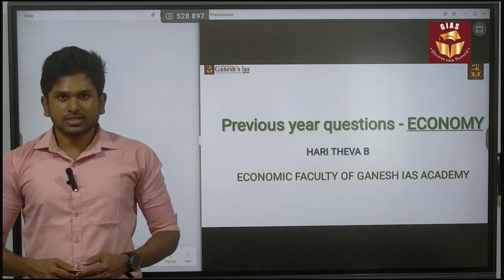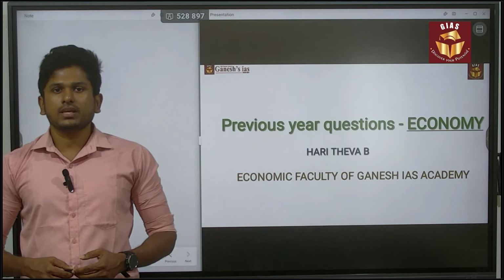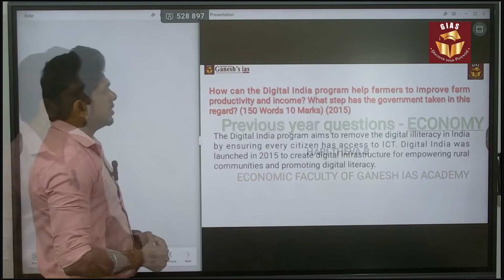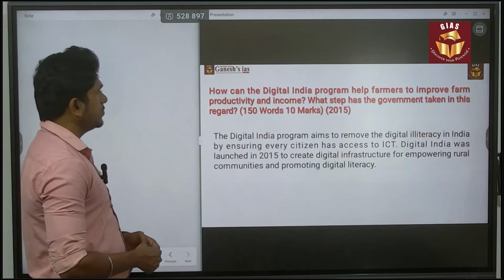This is the special session. In this session, we are going to discuss the previous year UPSC Mains economic question. Let's begin the session. This question was asked in 2015. It is a 10-mark question, a 150-word question.